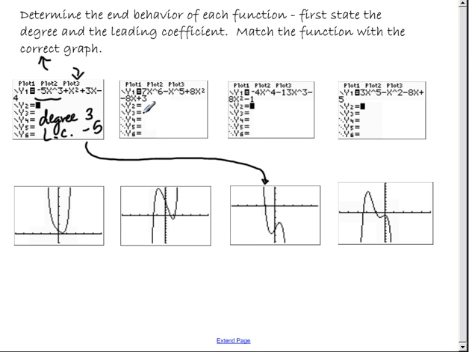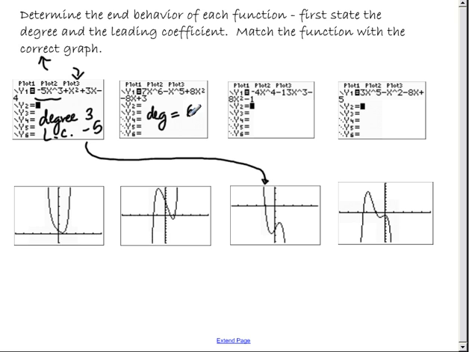Now let's talk about this next one. 7x to the 6th minus x to the 5th plus 8x squared minus 8x plus 3. So this is a polynomial function, right? We have all positive powers on x. So the degree is what?